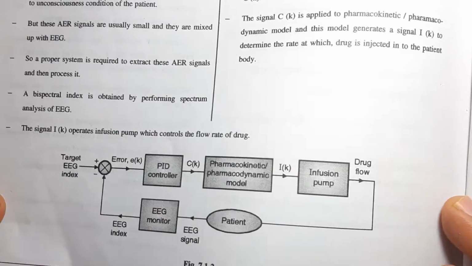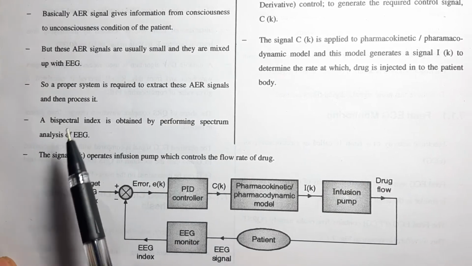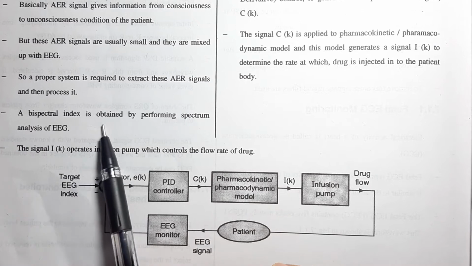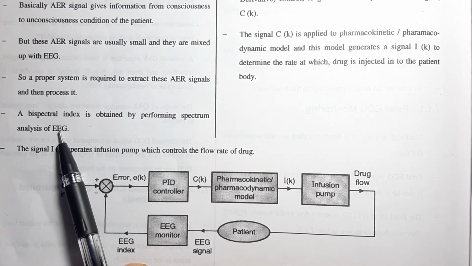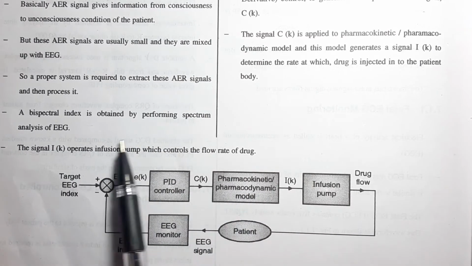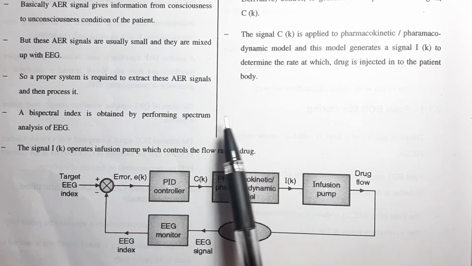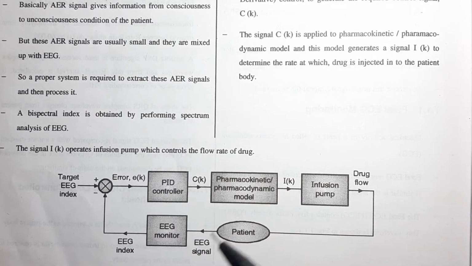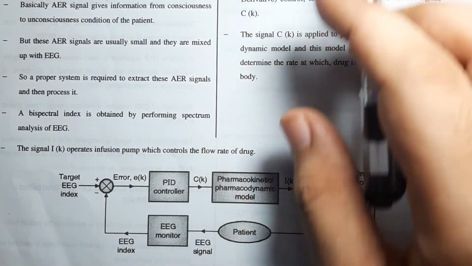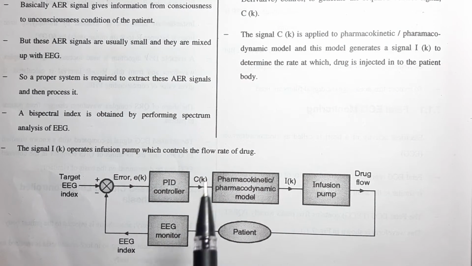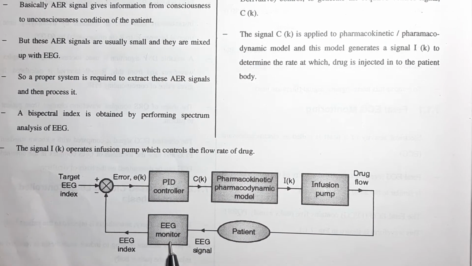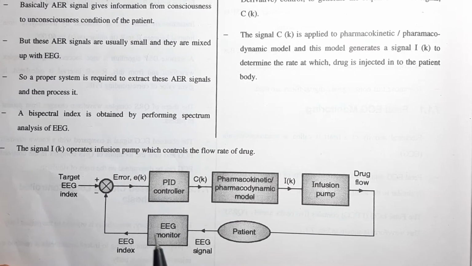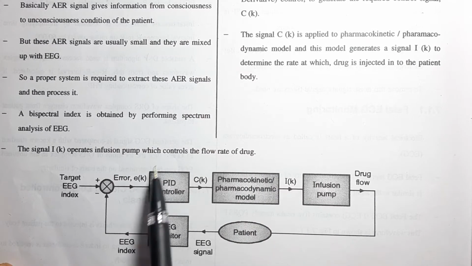Now, a bispectral index is obtained by performing the spectrum analysis of your EEG. As you can see over here, it is a closed loop diagram. This closed loop actually gives information about the changes in the frequency components of your EEG at different consciousness levels. So if you can see, this is the EEG monitor which gives you the different consciousness levels. Now, a block diagram of a DSP based control anesthesia system is shown over here.